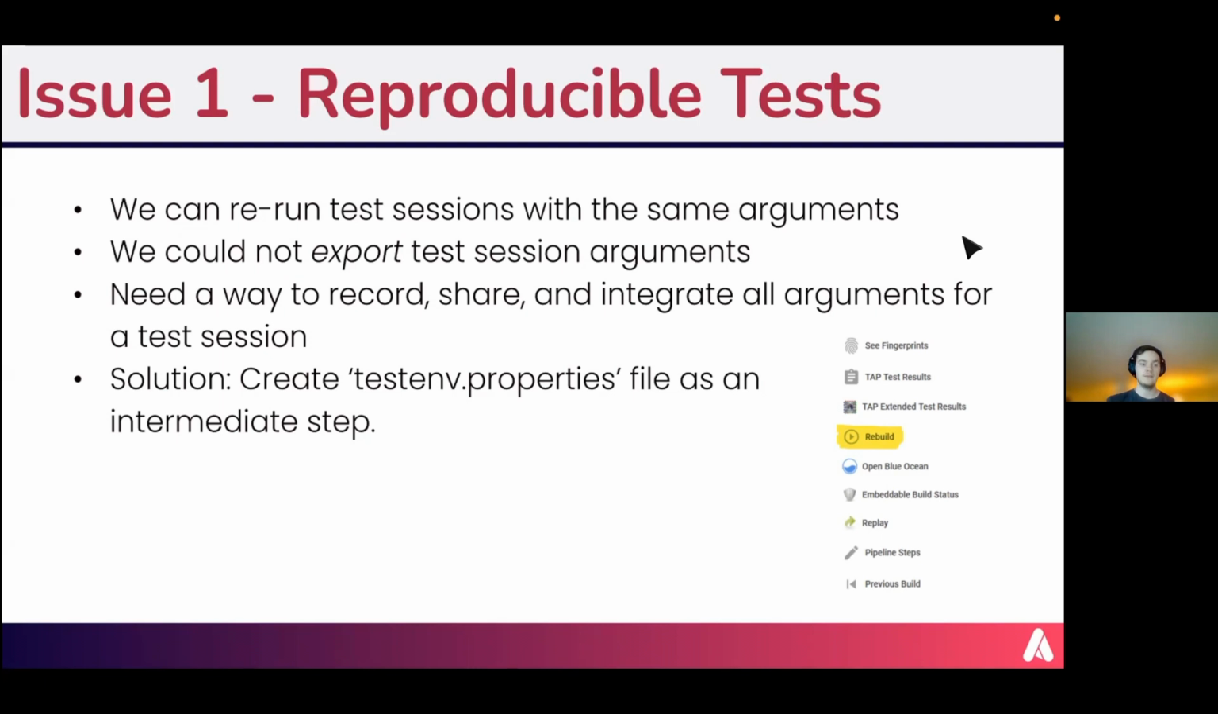What we did is we wanted to create this test.env.properties file, which would just output all of the arguments into a single file that could then be very easily parsed by a program. So you wouldn't have to click this rebuild, and you could actually share this test.env.properties file to other people, even across the world, and they could easily recreate the test session without having access to this Jenkins necessarily.